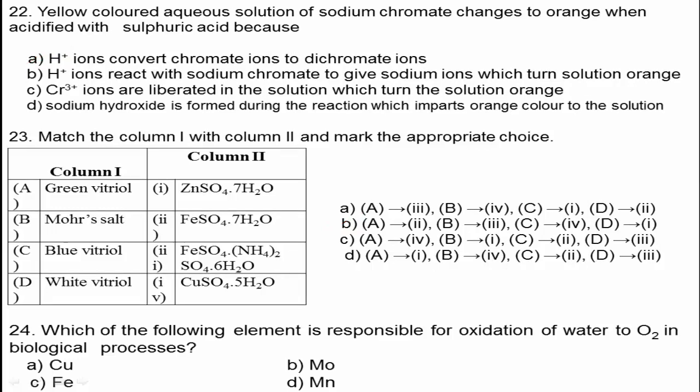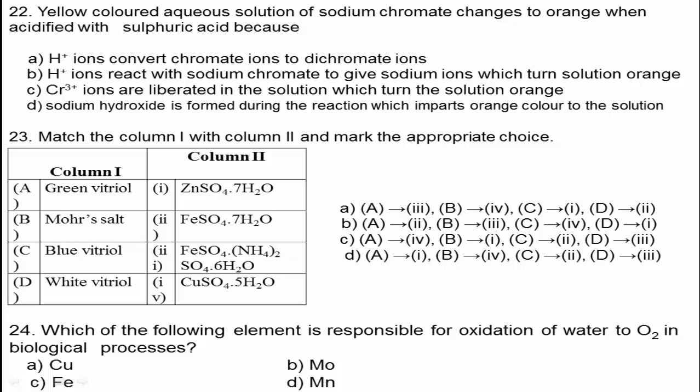Next, question number 24. Which of the following element is responsible for oxidation of water to O2 in biological process? See the question once again. Options are given. Option A, copper. Option B, molybdenum. Option C, iron. Option D, manganese.